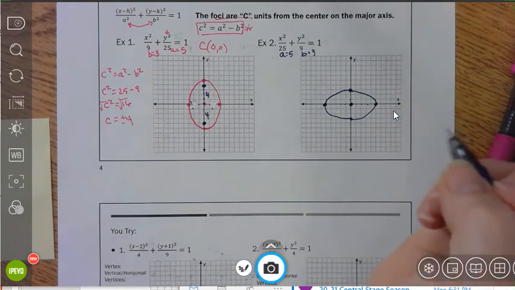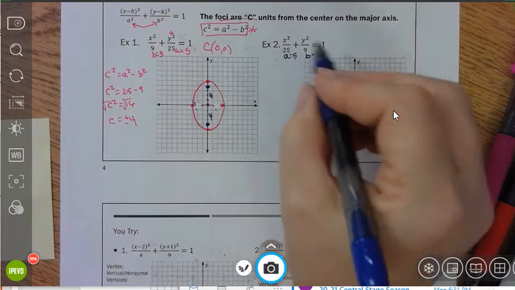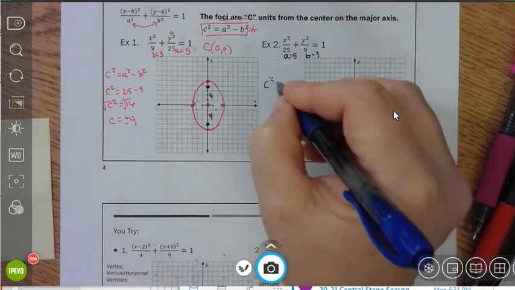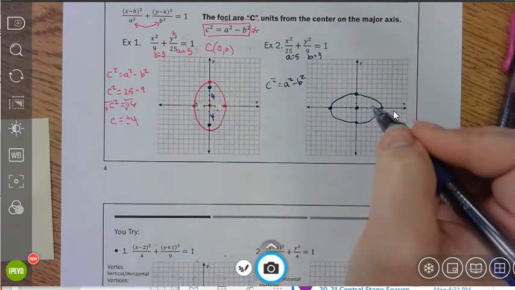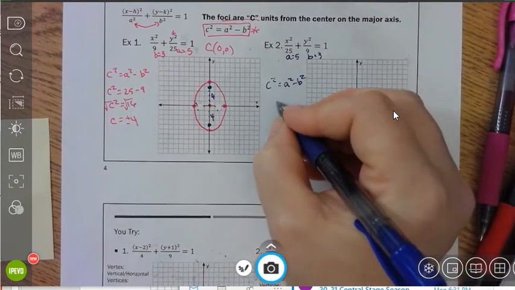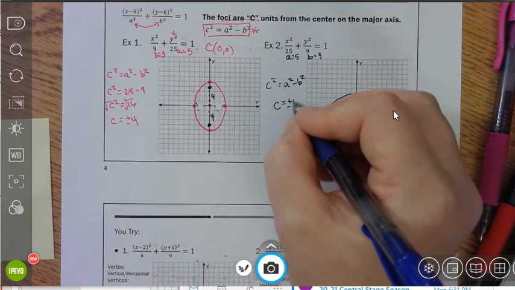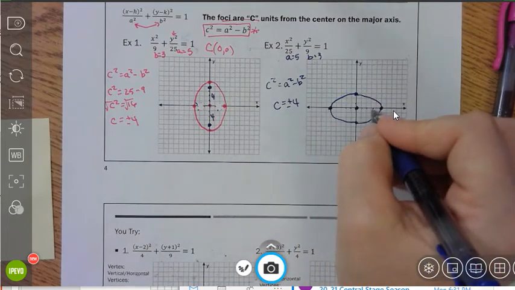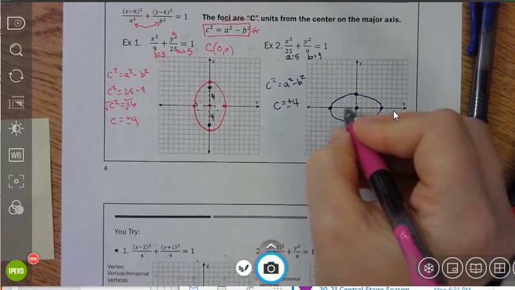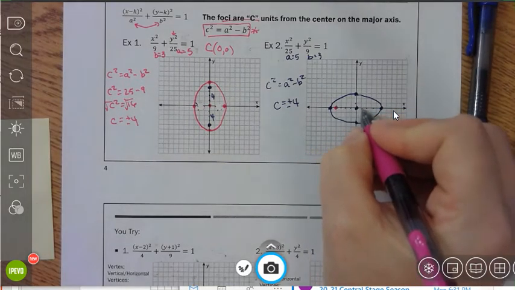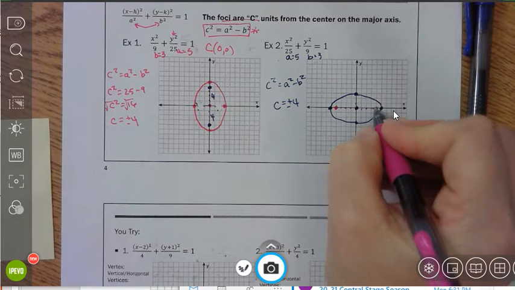Okay? All right. Now, for the same reason, your C squared equals A squared minus B squared, since the A and the B are the same, it's going to give you the same answer. C is plus or minus 4. And in this one, it is going in an X direction. So here's your foci. They go out 1, 2, 3, 4, and we're done.